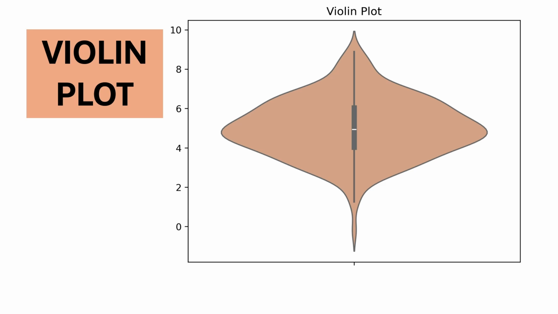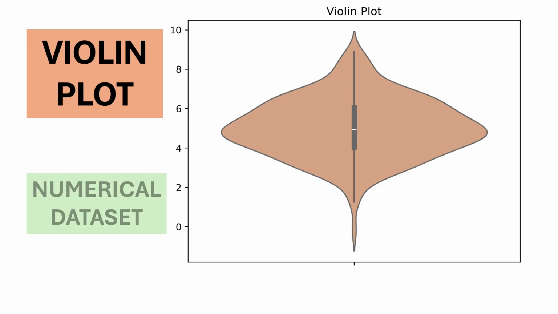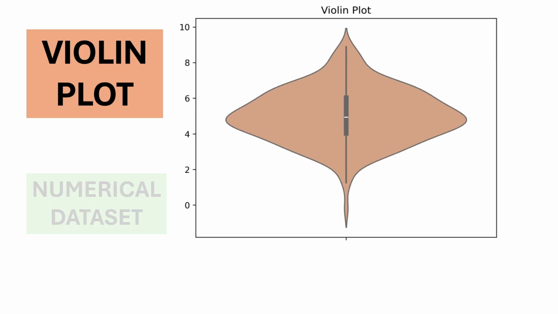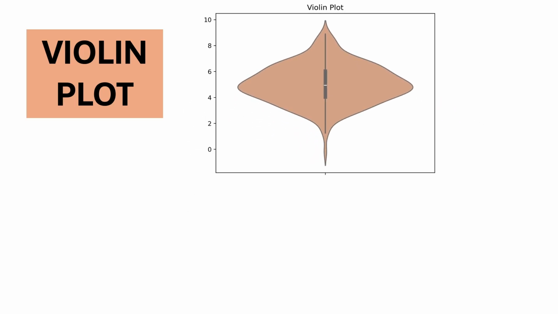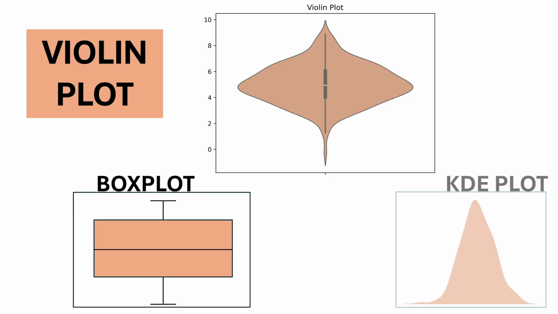So a Violin plot is a data visualization tool used to show the distribution and concentration of a numerical dataset, often across different categories. So it is a hybrid of a box plot and a KDE plot.